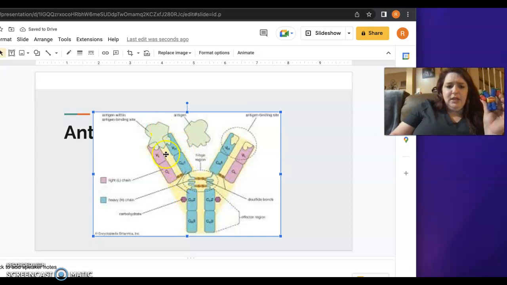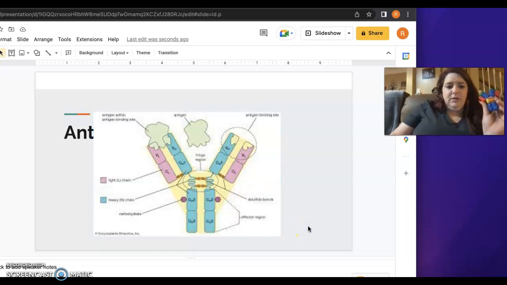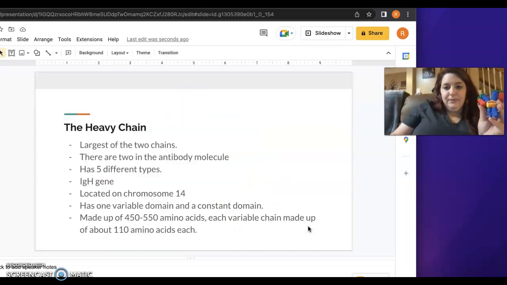So the heavy chain, and then the light chain, then we have the hinge region here in the middle, the antigen binding site, and then we have the disulfide bonds here in the middle of the hinge region, and then I'll go through and talk about each one separately.